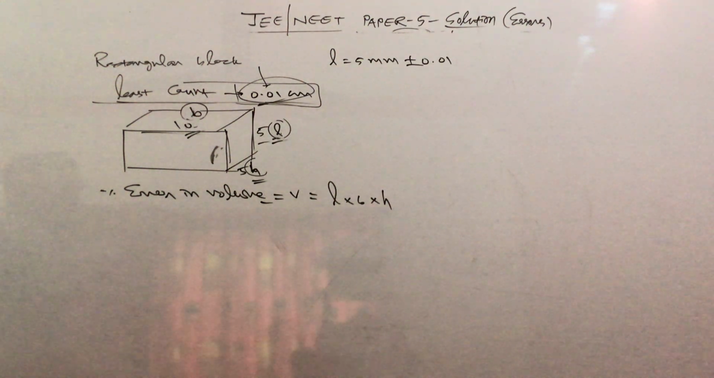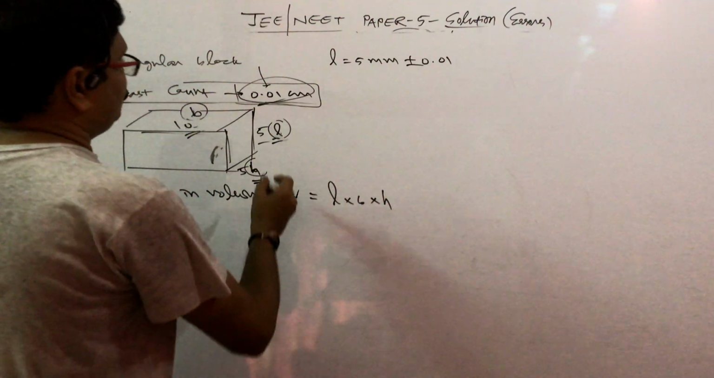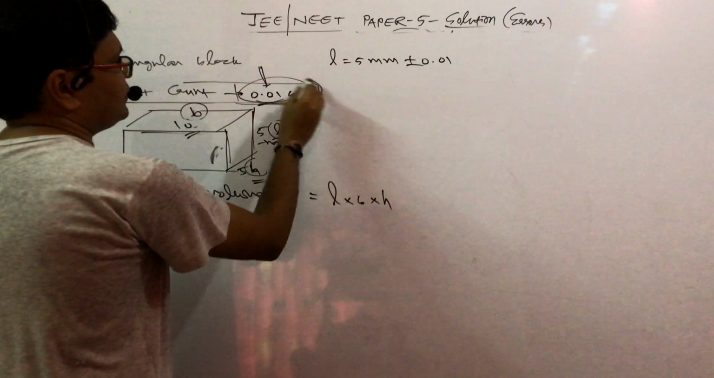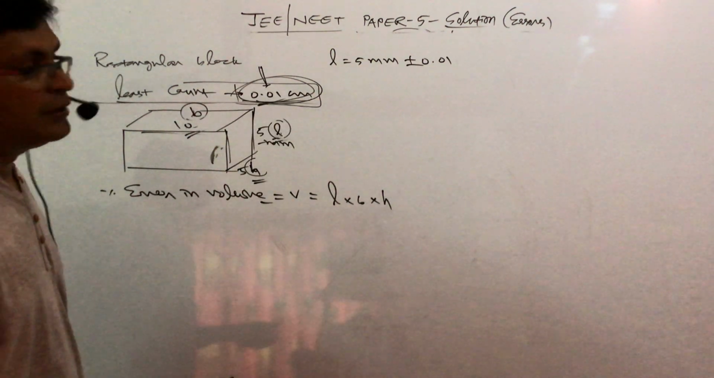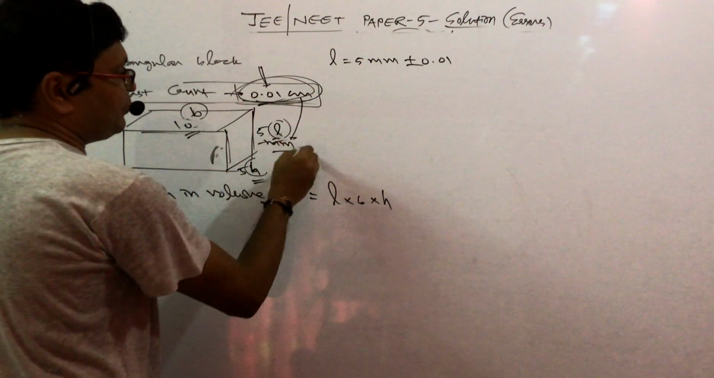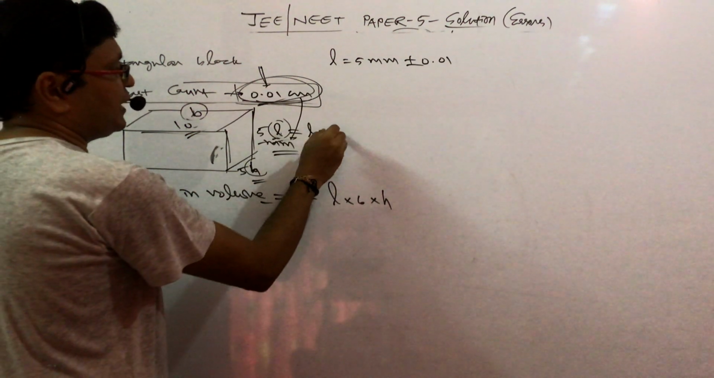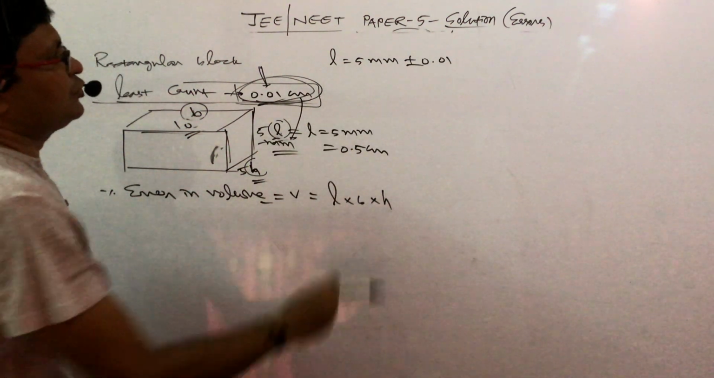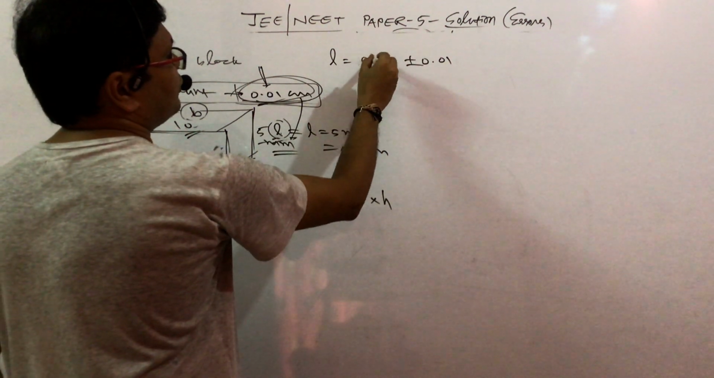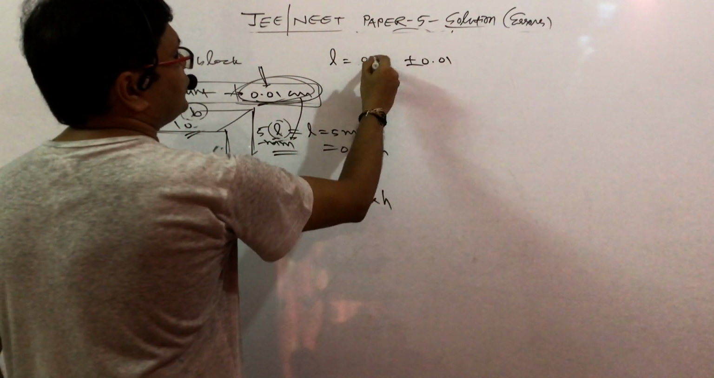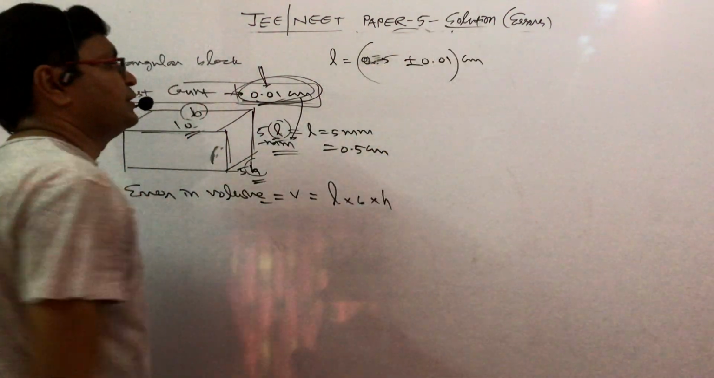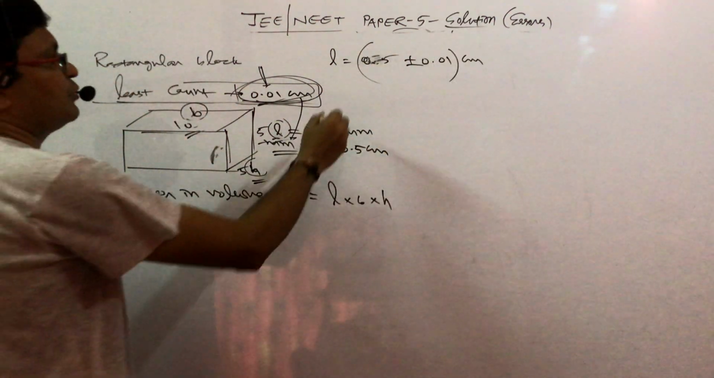Okay, so now we would like to solve it. देखो, what is your length? It is 5 mm. But here you can see that error in length, it is 0.01 centimeter. तो इधर सेंटीमीटर है, इधर mm है. So we have to convert this 5 mm in the form of centimeter. So now what is your length? It is 0.5 plus or minus 0.01 centimeter.